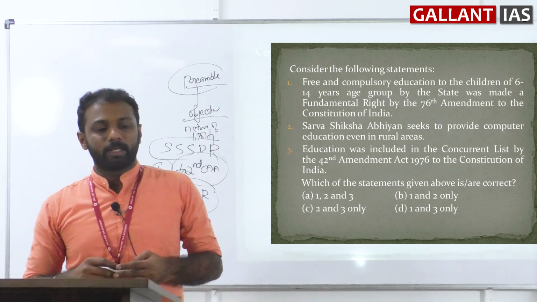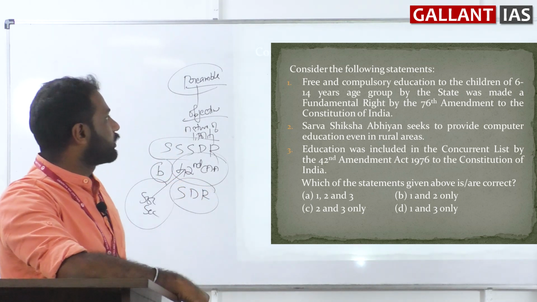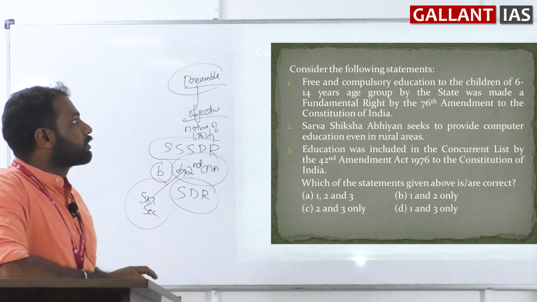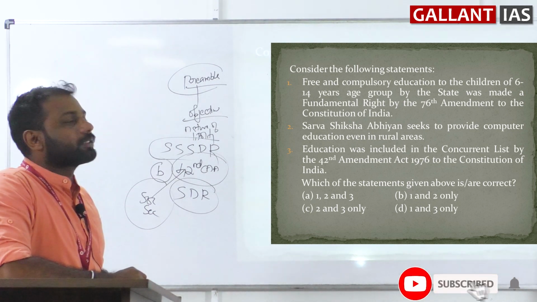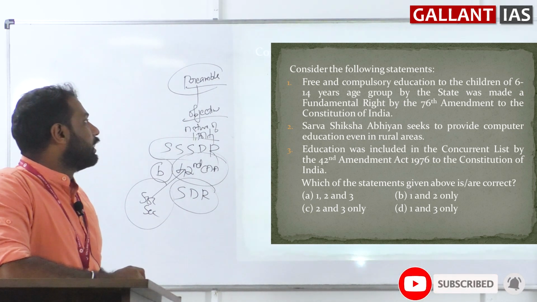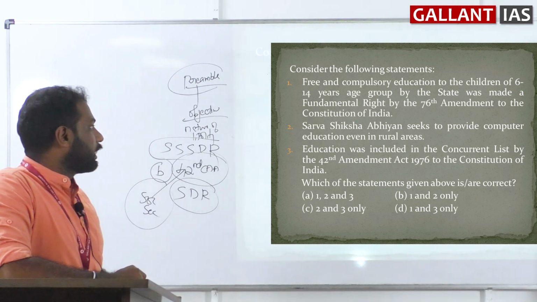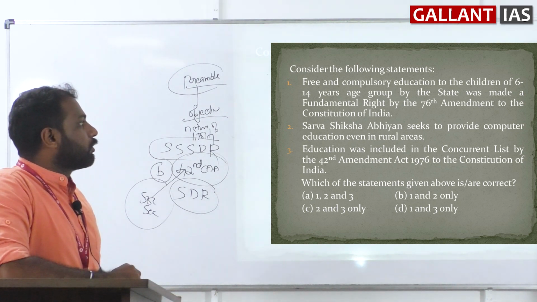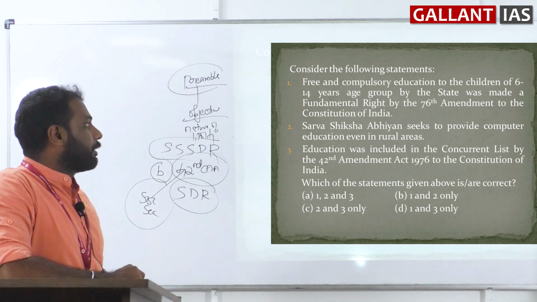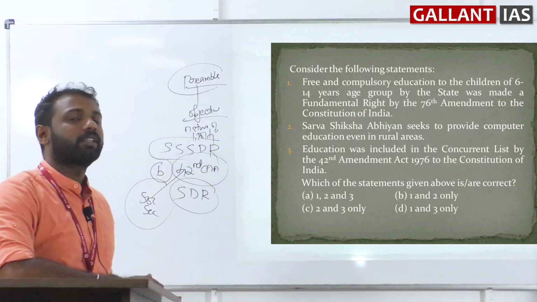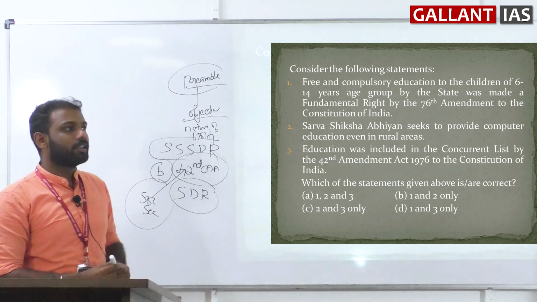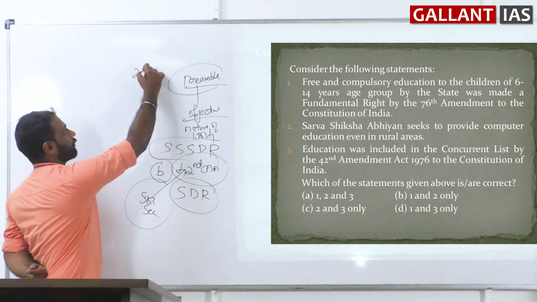Consider the following statements. One: free and compulsory education to the children of 6 to 14 years of age group by the state was made a fundamental right by the 76th Amendment to the Constitution of India. Two: Sarva Shiksha Abhiyan seeks to provide computer education even in the rural areas. Three: education was included in the concurrent list by the 42nd Amendment Act of 1976 to the Constitution of India. Find the correct statement. Regarding free and compulsory education, see Article 21A.